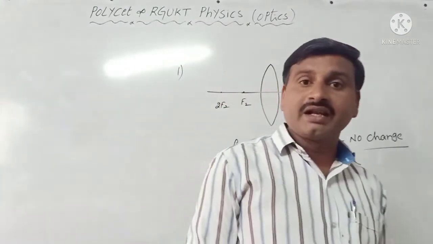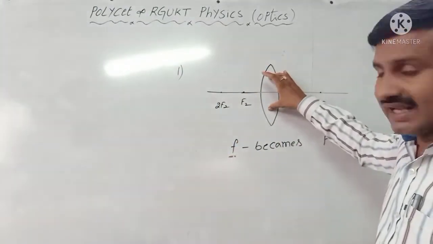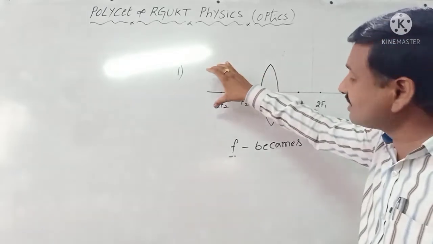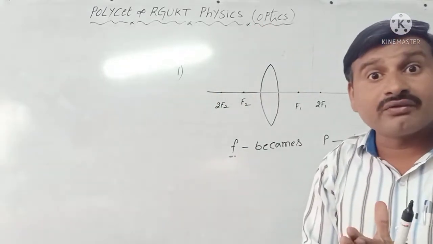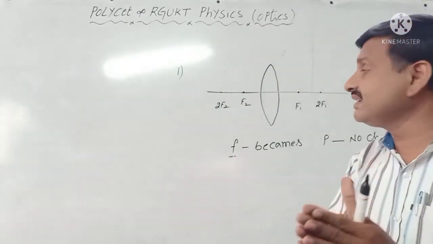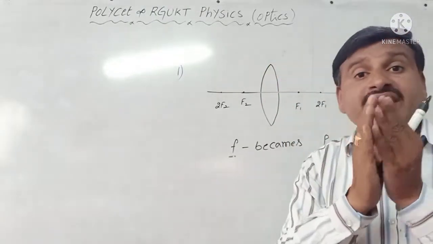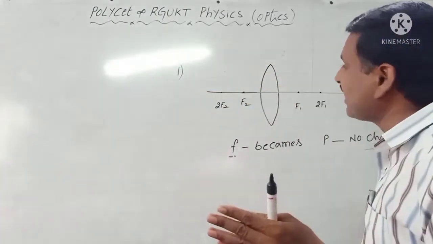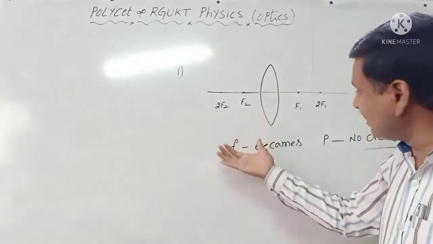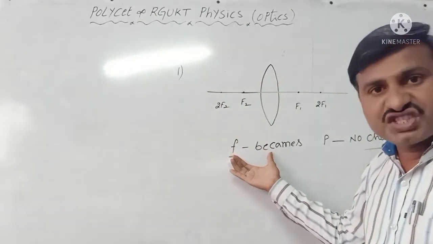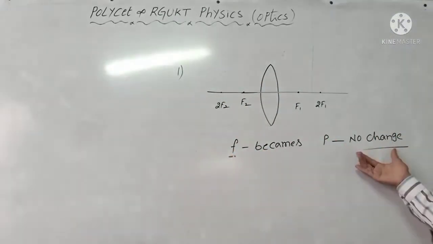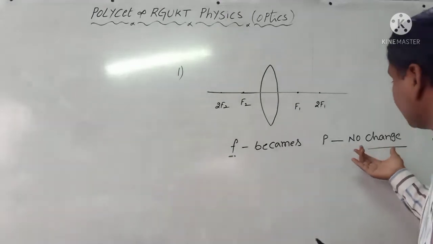When it is taken, it is one convex lens. A convex lens of focal length f is cut into two equal halves along the principal axis. Then the focal length becomes no change. Then P, which means power of the lens, also has no change.